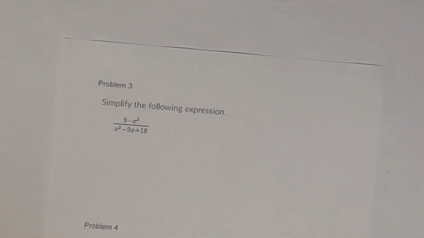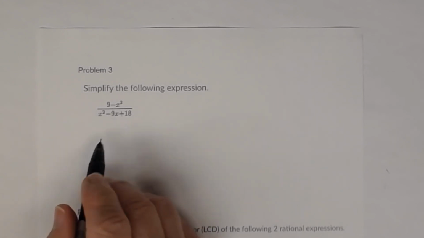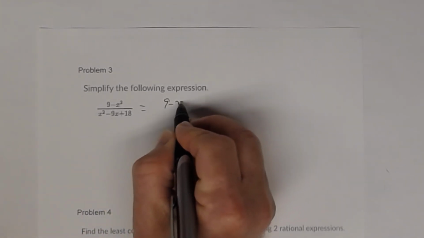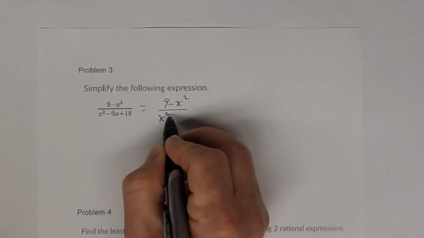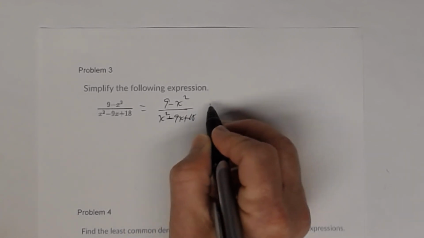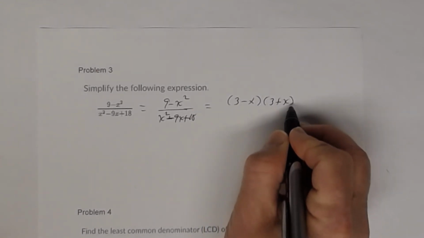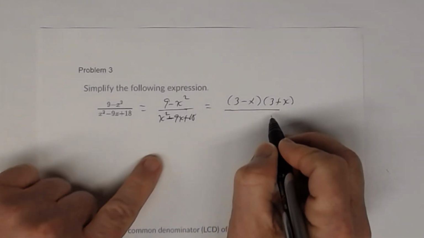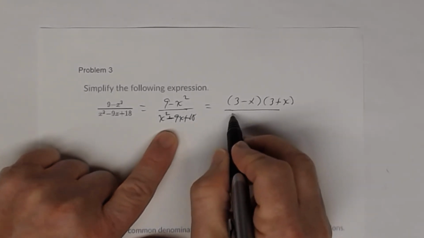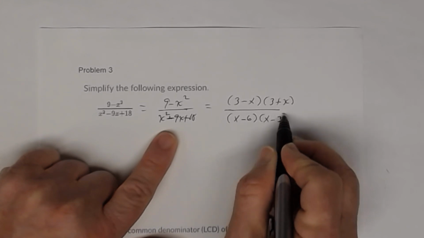Number three, again, you want to simplify this expression. Now notice that the numerator is a difference of two squares. Let me go ahead and rewrite this so you can see it better. So that's a difference of two squares, the numerator. And so that becomes 3 minus x times 3 plus x, divided by, and then the denominator, I can factor that as x minus 6 times x minus 3.